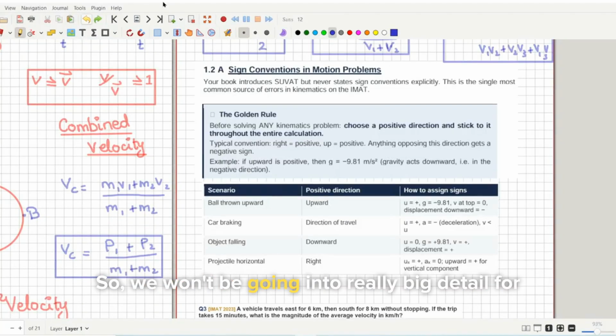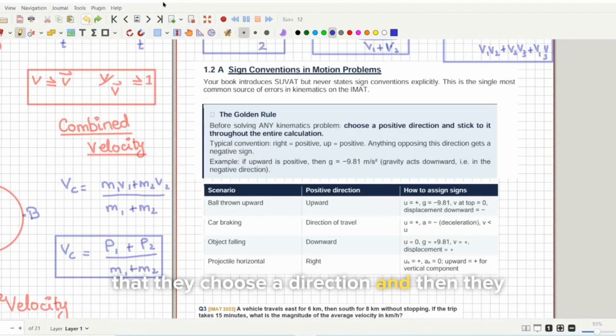So we won't be going into really big detail for sign conventions because most of the students know about these basics, but I will tell you that if you are going in the upward direction, the sign is positive, and if you are going in the right direction, it is mostly positive, and if you are going in the downward direction, the sign would be negative, and if you are going in the left direction, the sign is mostly negative.